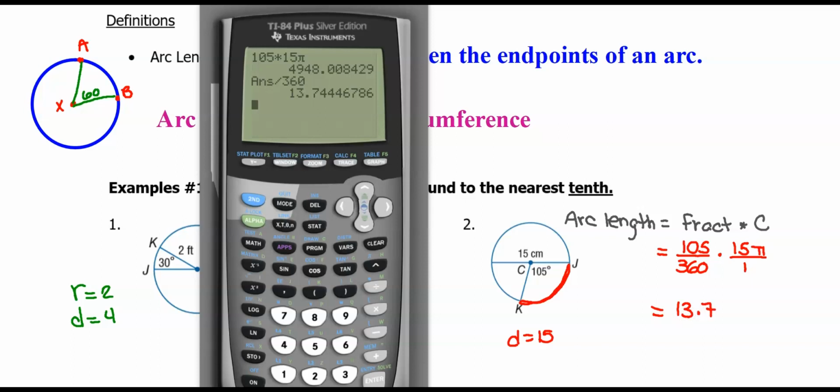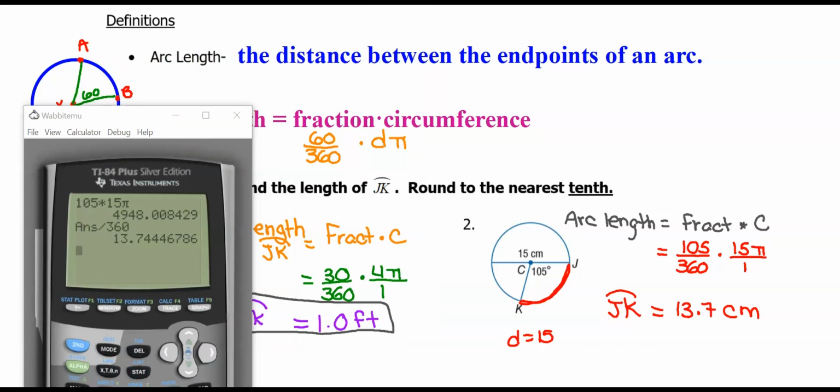So here JK is going to be equal to 13.7 centimeters. Once again, the measure would be 105. The length is 13.7. Two different measurements. So make sure you know what they're asking for.